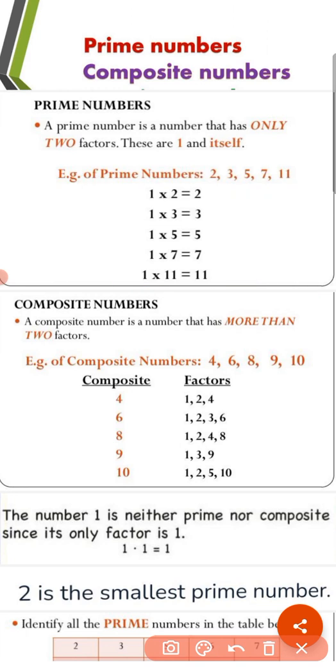Children, the numbers other than prime are called composite numbers. Composite. The numbers other than prime.